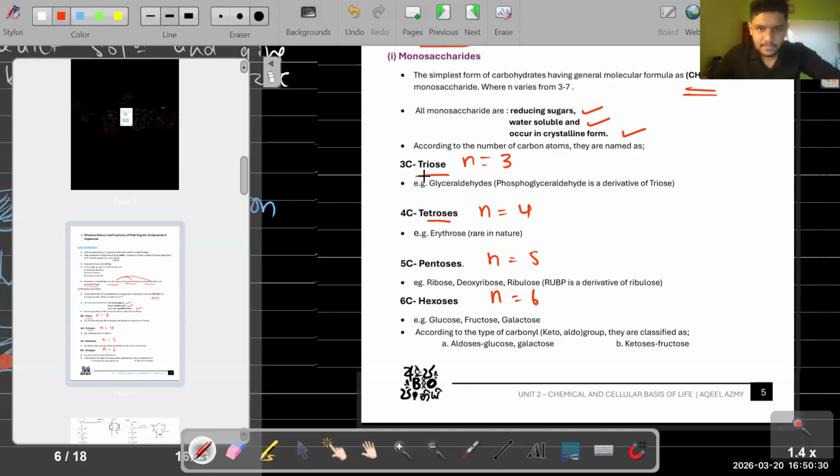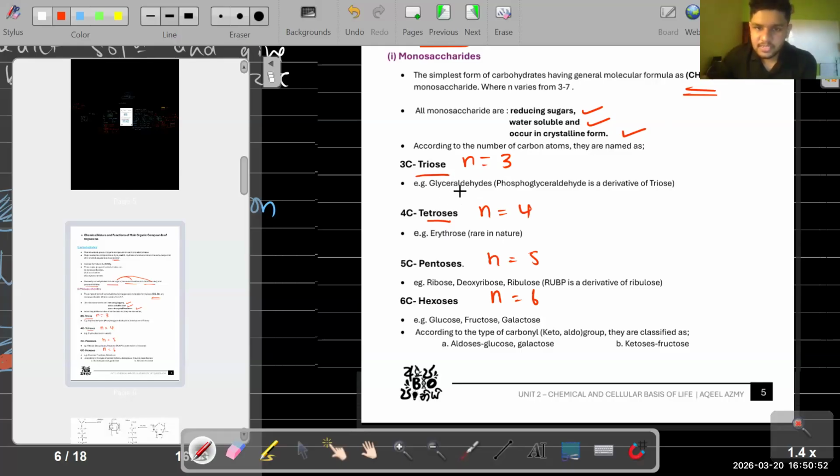And they have given examples for trioses: glyceraldehyde, right? Glyceraldehyde. Now you might sit for your exams, right? Normally, first term exams will sometimes ask these examples. For the first term, you might find difficulties in memorizing what this glyceraldehyde is.